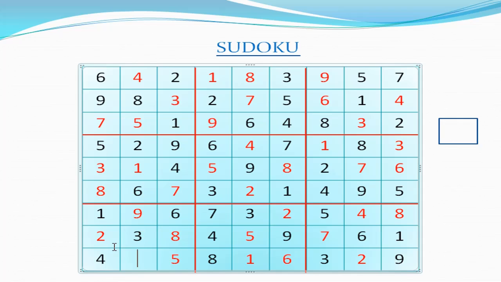1, 2, 3, 4, 5, 6 is there. 7 is missing. So 7. In the column, is there 7? No. In the row, is there 7? No. In the block, is there 7? No. Why do we have to do this double check? Because we are humans, we may make mistakes, right? So it's 7. Ta-dang! And our Sudoku is complete.